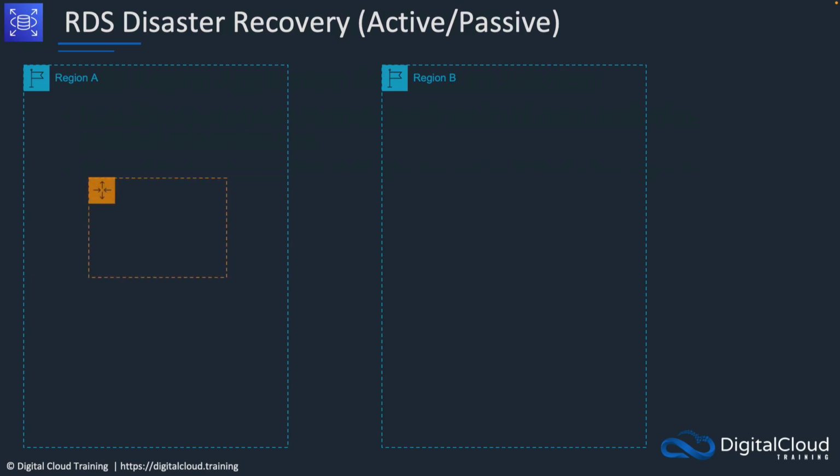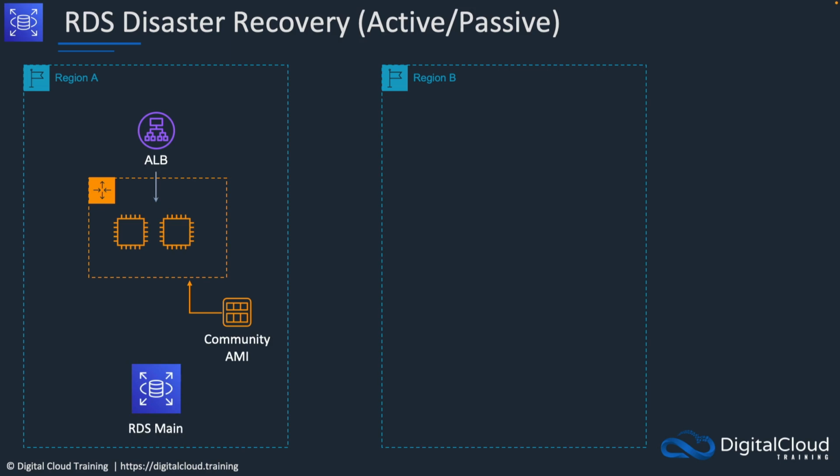So we've got two regions, and on the left-hand side here, we have an auto-scaling group that uses a community AMI. So we've already pre-created the AMI. The AMI is available so you can use it. And then you're going to launch instances from that AMI. We'll have a load balancer in front, and we'll have a main RDS database on the back end.